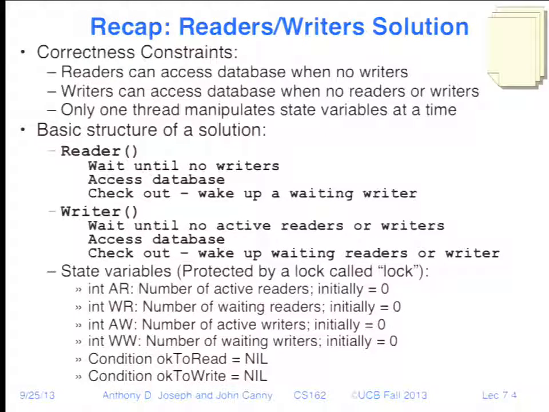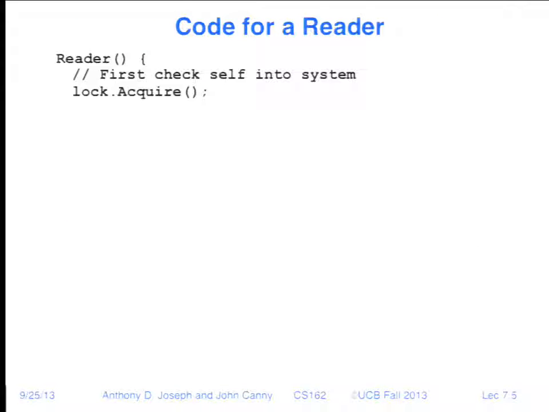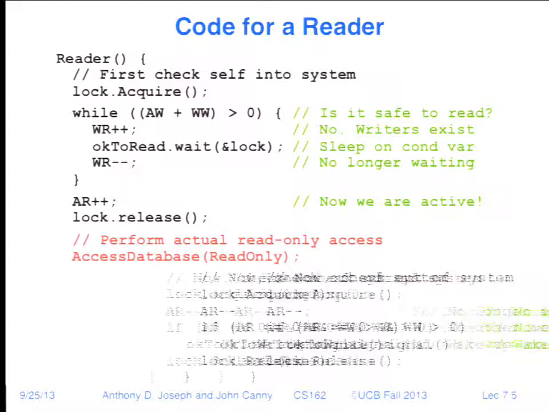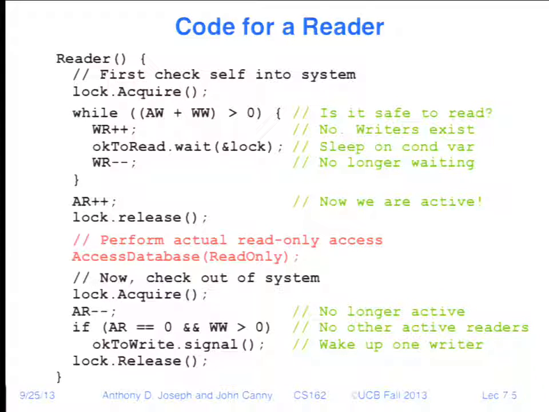In order to manage the access, we keep track of the state of the readers and writers using these state variables: the count of active readers, the count of waiting readers, and similarly active writers and waiting writers. And we have some condition variables as well. Here's the reader code again. All right, so we saw this last time.